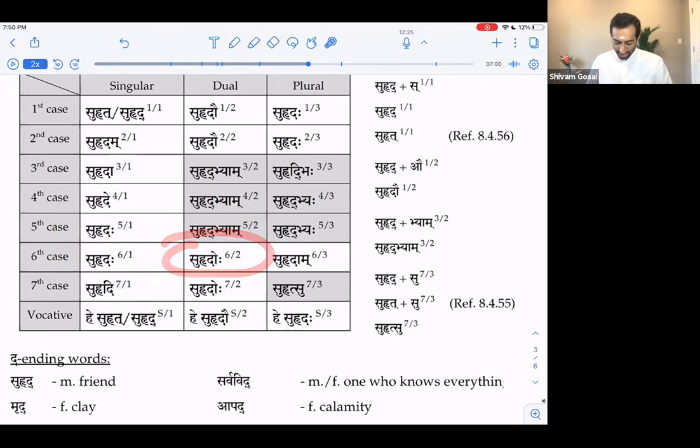Mridoho, mridam, Mridi, Mridoho, Mritsu. Technically, it can be the vocative as well. Okay. Now, how do we know which one it is? We have to see the context, right?